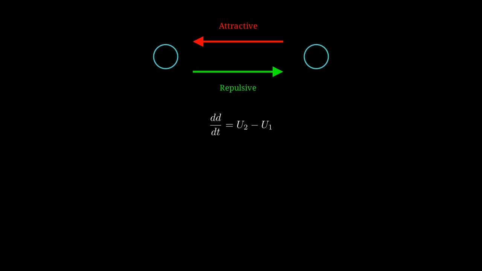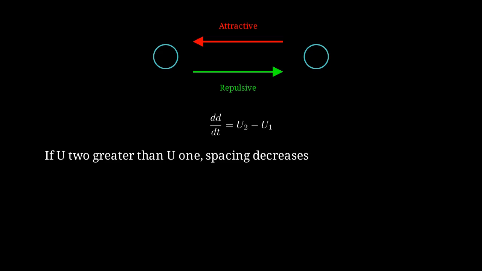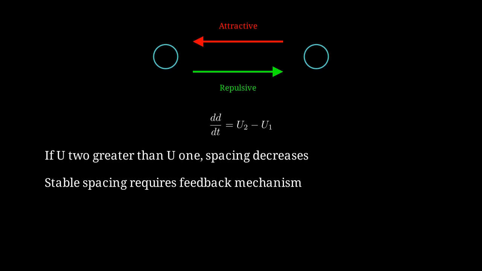The rate of change of separation equals the velocity difference between trailing and leading droplets. If the trailing droplet is faster, spacing decreases and droplets approach each other. Stable spacing requires a feedback mechanism where closer droplets repel and distant ones attract, creating an equilibrium. This graph shows the rate of spacing change versus separation. Where the curve crosses zero with negative slope, we have stable equilibrium spacing.